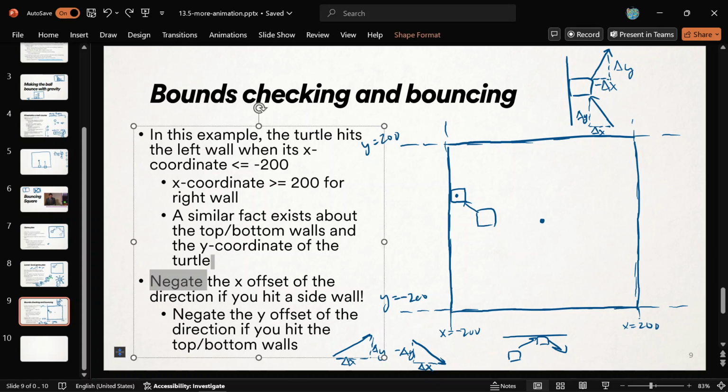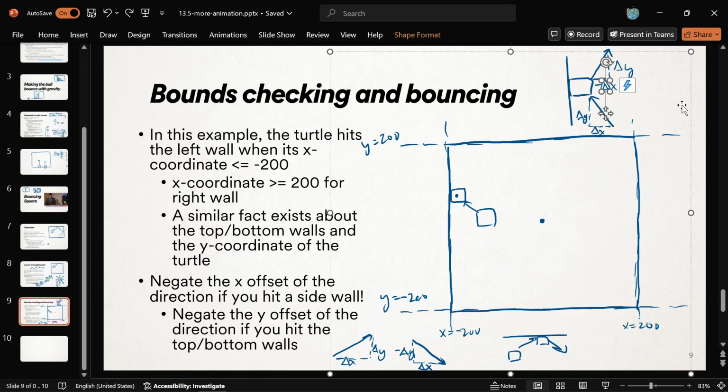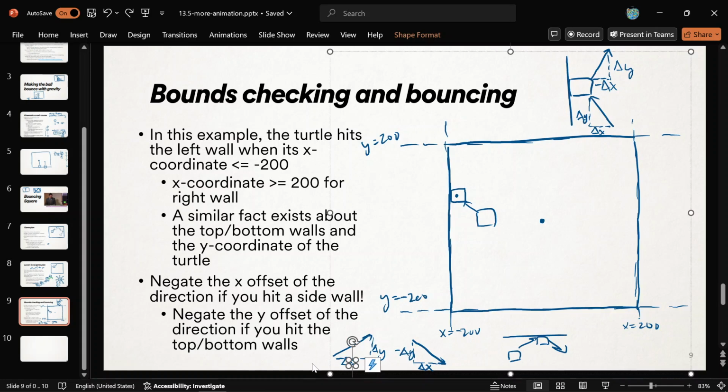Okay? So the moral of this story is, to get your new direction, if you hit the side wall, left or right, you're going to negate your x offset. Like you were going left, you hit the wall, it'll bounce you off right now, so negate your x. Keep going up or down in the same way, though. And then you negate the y offset of your direction if you hit the top or the bottom walls. Like you were going right and up, go right and down now. Keep going right, that's fine. But you were going up, you need to go down. Okay, and that's going to give you the new correct direction.